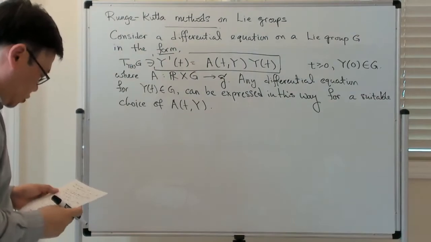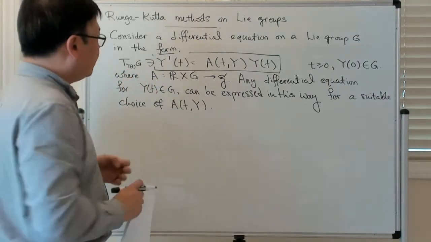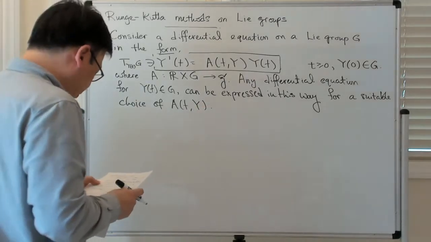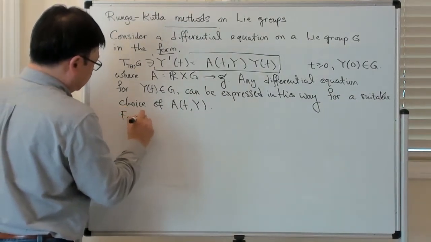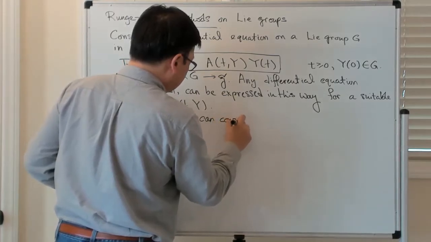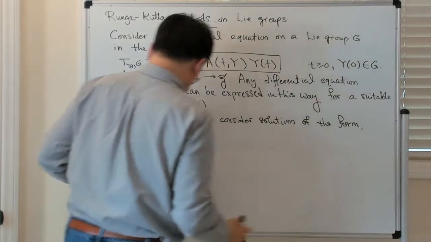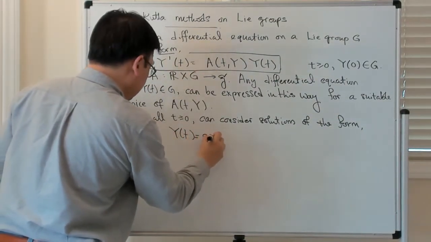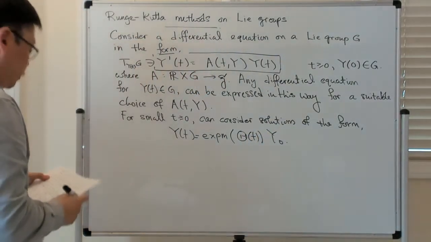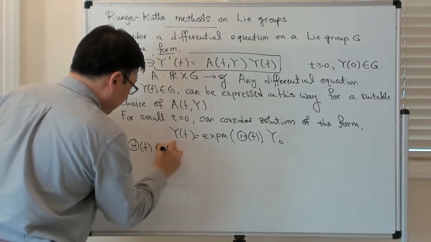All right? Okay, so what we're going to do then is try to express the solution of this differential equation, at least for short time, in terms of the exponential of a Lie algebra element, of a curve in the Lie algebra, multiplied onto the initial point. So let's say that for small time t greater than or equal to 0, you can consider solutions of the following form. Okay, y of t is the matrix exponential of some curve theta of t times the initial point y0. And so theta of t is in the Lie algebra, all right?